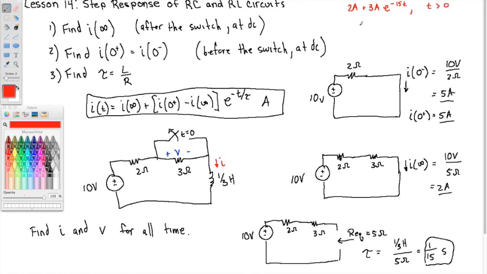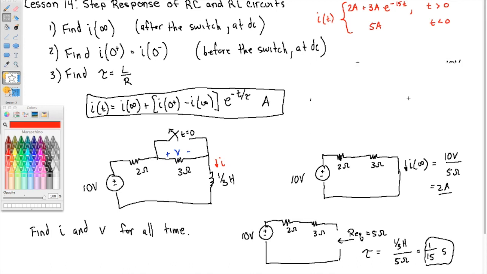All right, what about when t is less than 0? Well, assuming the circuit was at its steady state, then we already found the current before the switch. It's 5 amps. So that's it. That's the current through the inductor for all time.